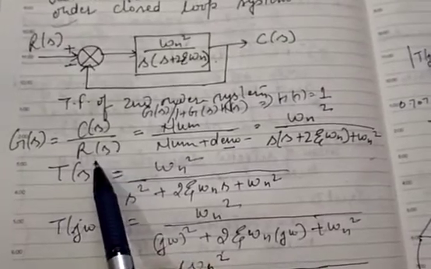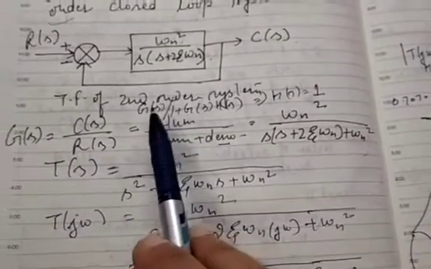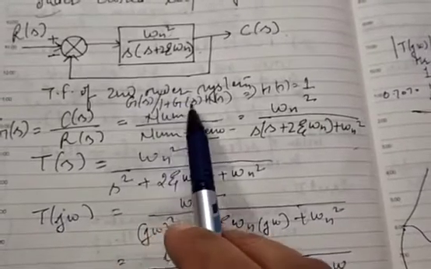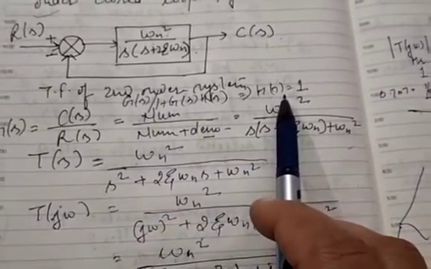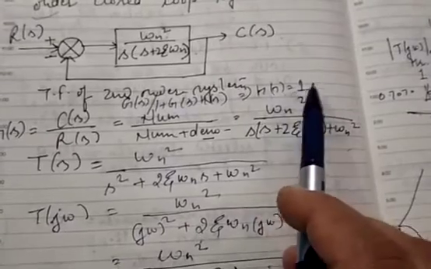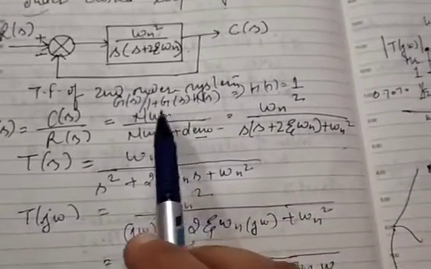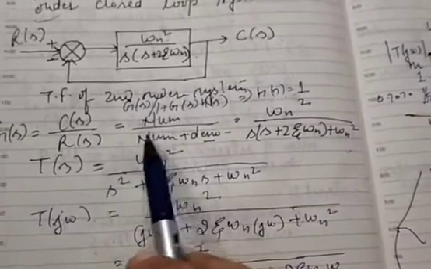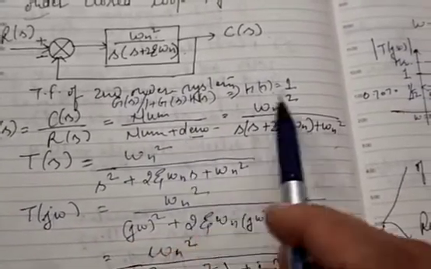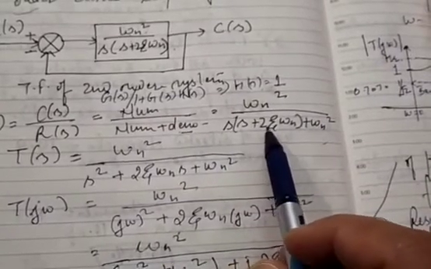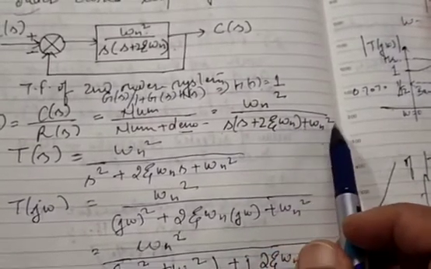It is equal to C(s) by R(s), and we can find it by using this formula G(s) by 1 plus G(s) H(s). Here, as it is a unity feedback, H(s) is equal to 1. So while simplifying it, we can directly write it as numerator by numerator plus denominator. So omega n square divided by s into s plus 2 zeta omega n plus omega n square.